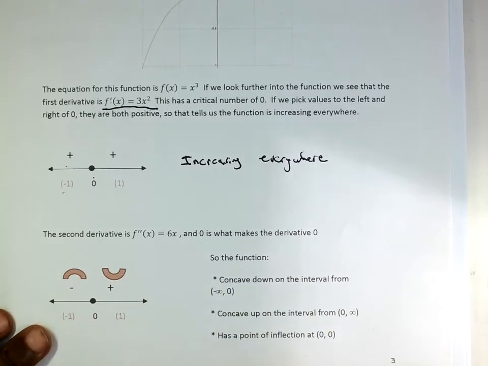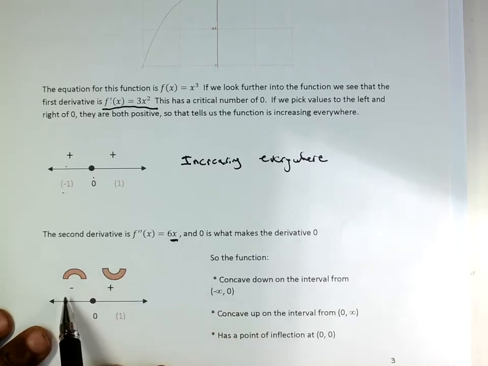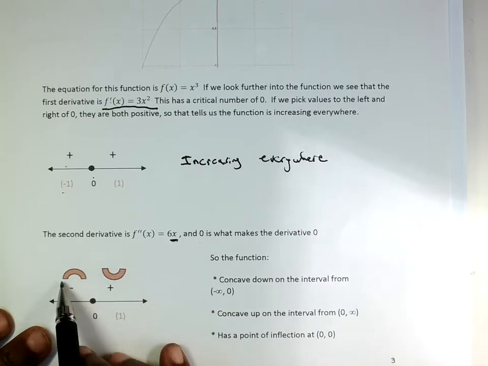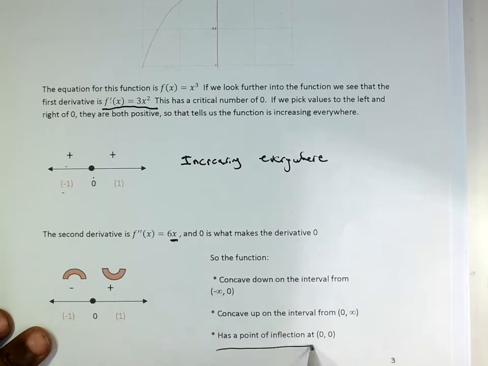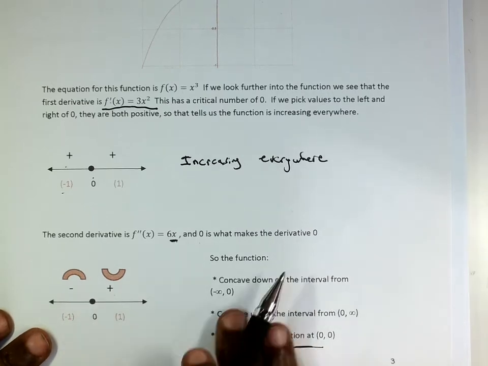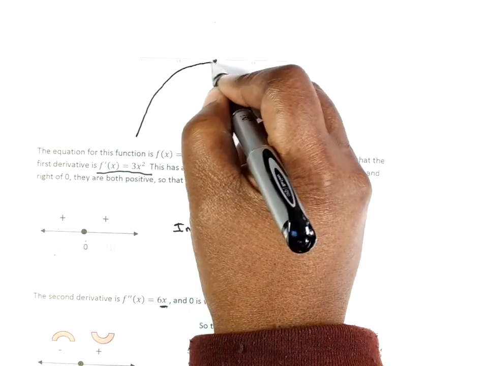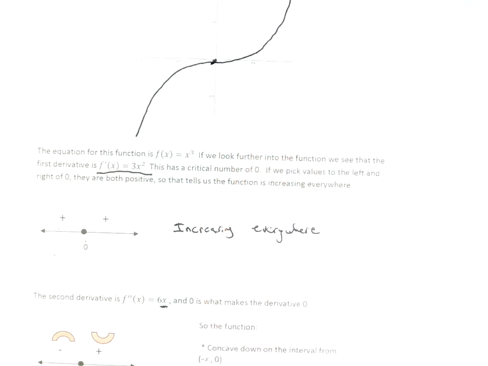And now the second derivative tells me about concavity. If I pick something to the left, -1, and plug it into this, I get a negative. And to the right, I get a positive. So it's concave down, and then after 0, it's concave up. Because this actually equals 0, that's where my point of inflection is. And you can see again, it was concave down up until it hit 0, and then it switched concavity and it became concave up.